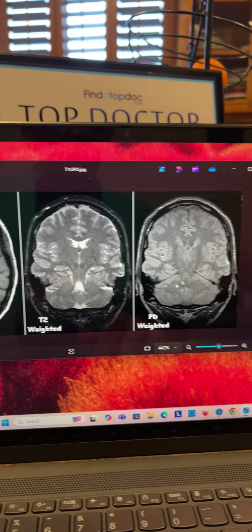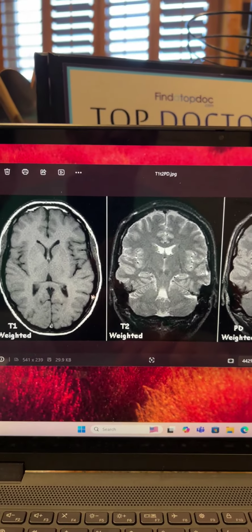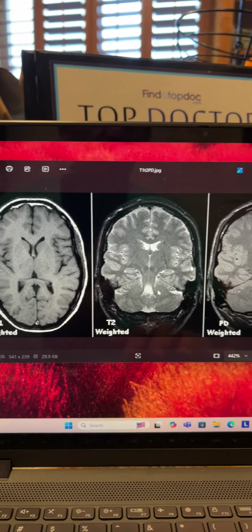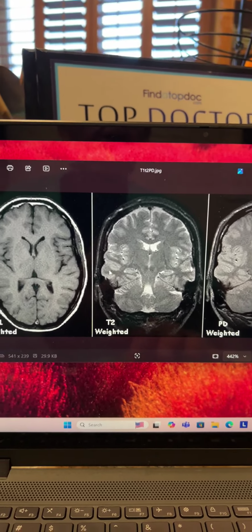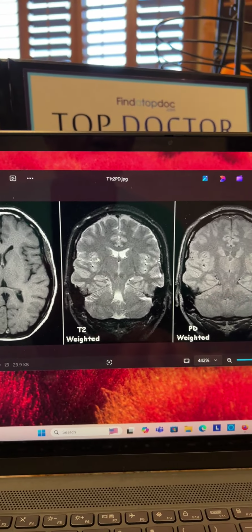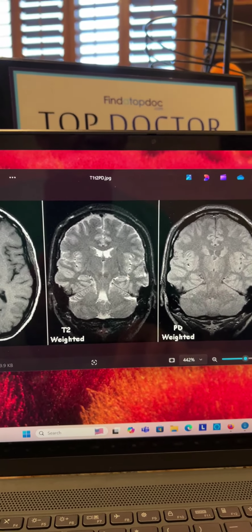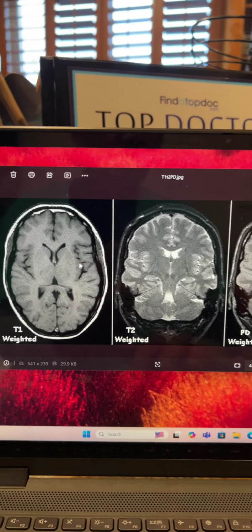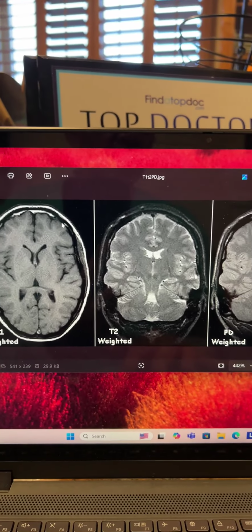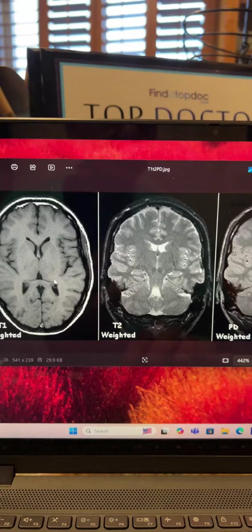Now, when we look at images from MR, we're looking for bright spots. Bright spots on a T2 sequence mean there's a lot of edema in that. And if something is bright on the T1, it means it has a lot of fat content in it.